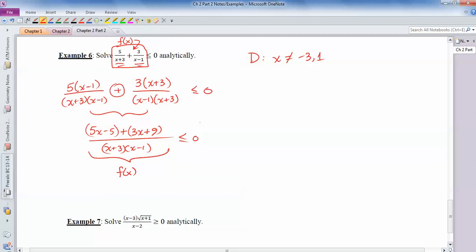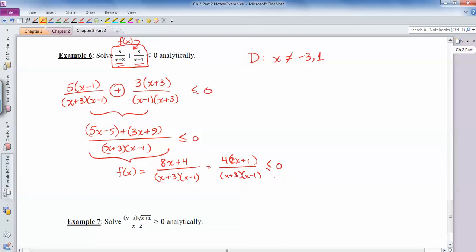So let me simplify f of x a little bit more. That's going to be 8x plus 4 over x plus 3, x minus 1. And I'll even factor out the 4 here. So it's 4 times 2x plus 1, over x plus 3, x minus 1. And we're checking when is this less than or equal to 0.